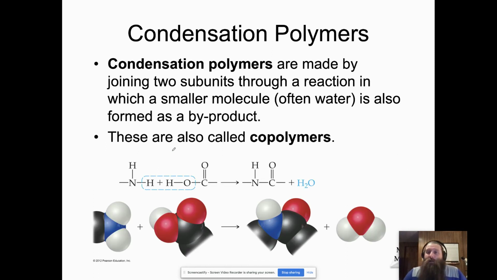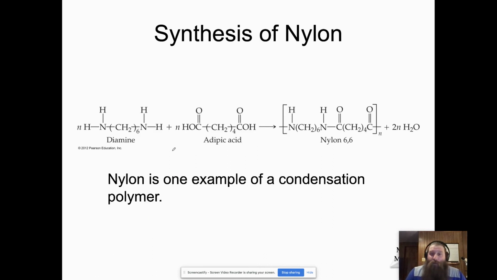Now, you can make a condensation polymer, in which case you put two things together, and usually water is formed as a byproduct. So in this instance here, we have a copolymer being formed. That's the other name for these, and water is the byproduct. Nylon is a great example of a condensation polymer. Make sure you know that one. Could see it on the AP test. Nylon's a pretty common polymer that they refer to.